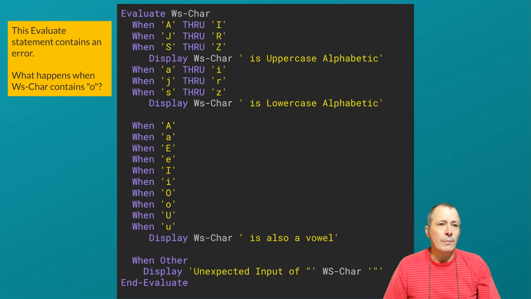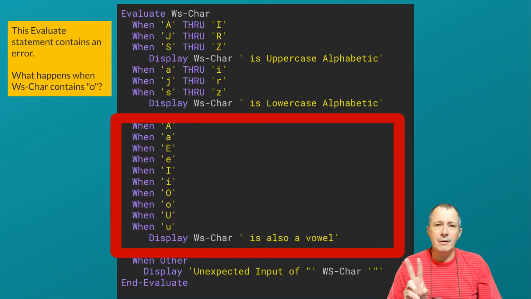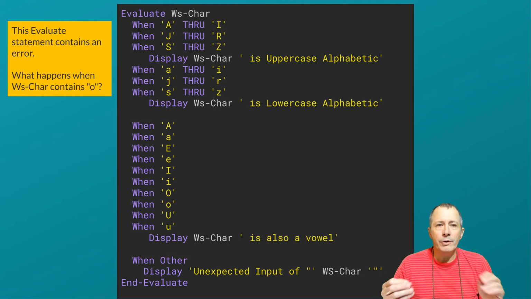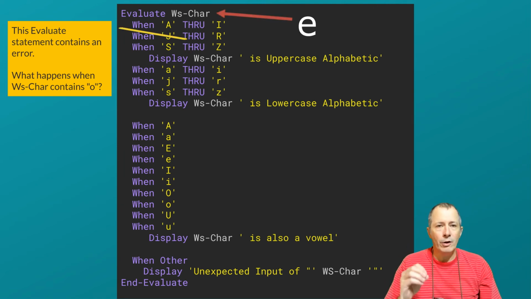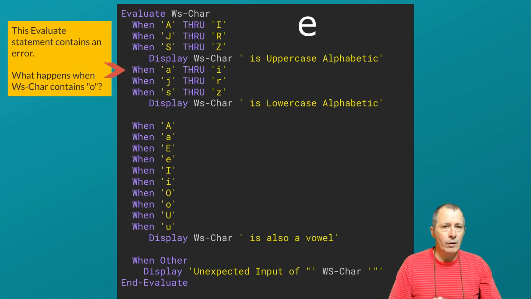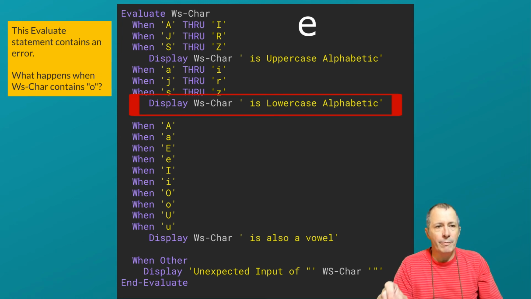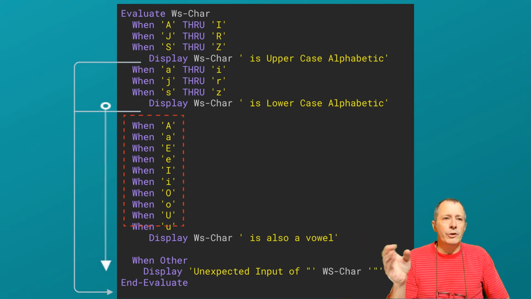This slide has an error. This version of the Evaluate WS-CHARACTER attempts to state if the letter is uppercase or lowercase, with a second message if the letter is also a vowel. What happens when WS-CHARACTER contains lowercase e? The first when clauses are not true because they are for uppercase letters. The fourth when clause is true. The display E is lowercase alphabetic is executed. And processing continues with the first statement after the end-evaluate.